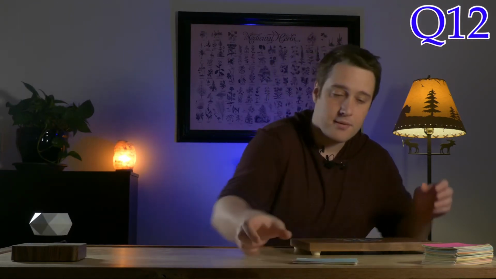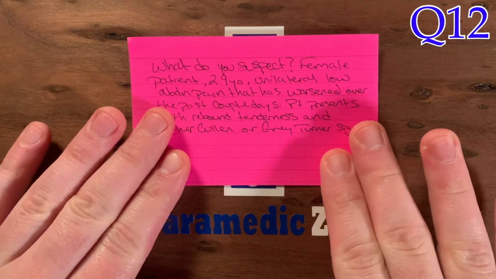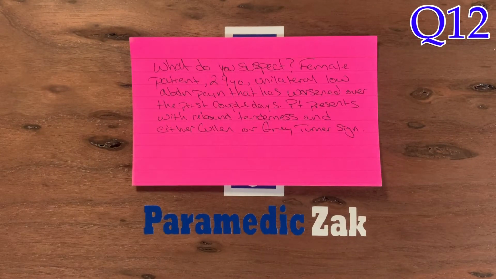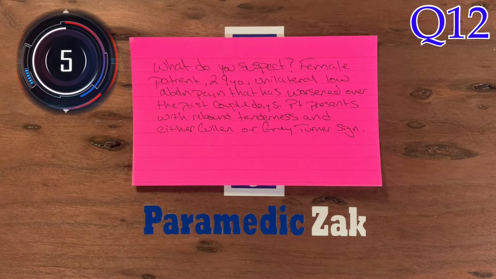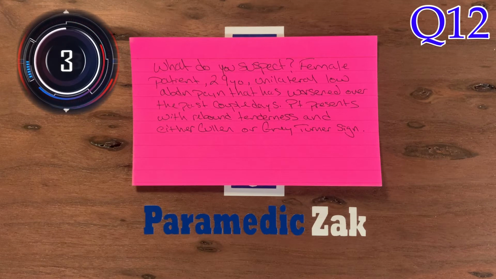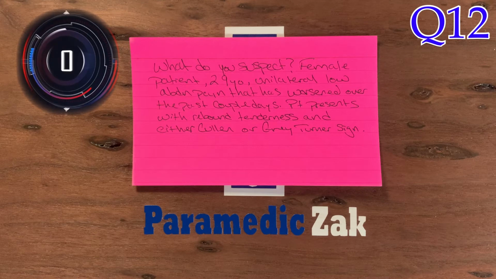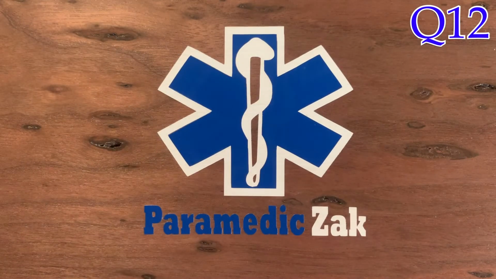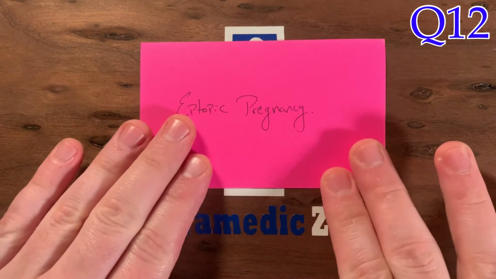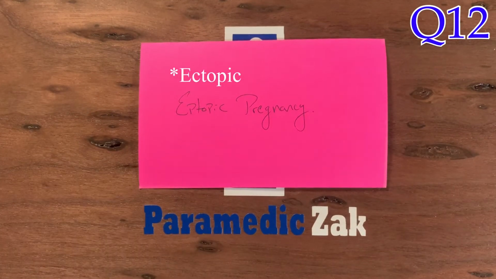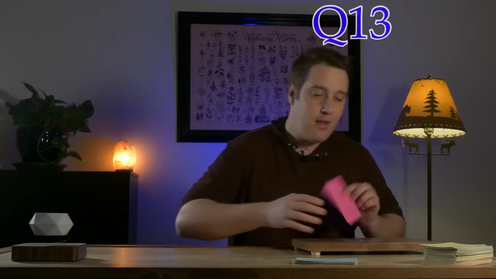Question 12. What do you suspect? You have a female patient, 29 years old, with unilateral low abdominal pain that has worsened over the past couple of days and presents with rebound tenderness and either Cullen sign or Gray-Turner sign. Alright guys, so the direction that this card is trying to get you to look in is towards an ectopic pregnancy.